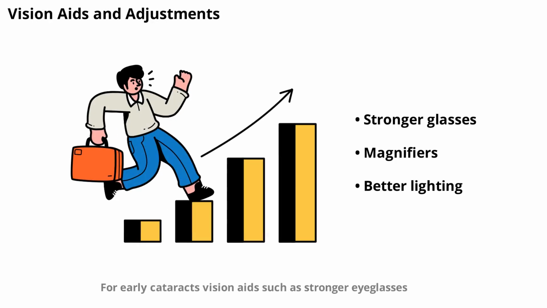For early cataracts, vision aids, such as stronger eyeglasses, magnifying lenses, or improved lighting at home can help you maintain your independence. The doctor will suggest practical adjustments to make daily activities easier until surgery becomes necessary.